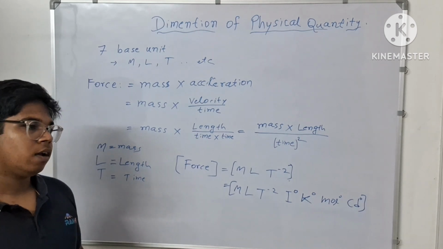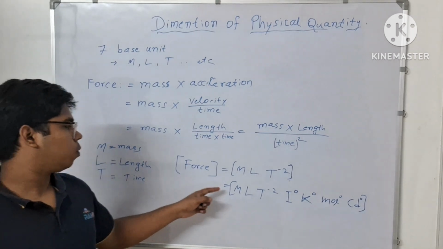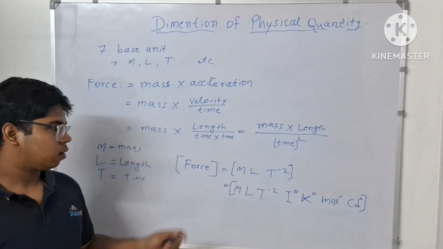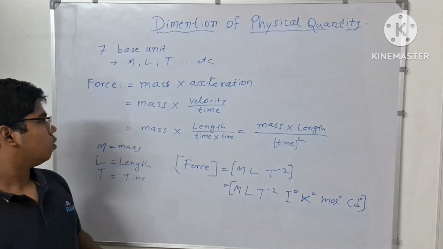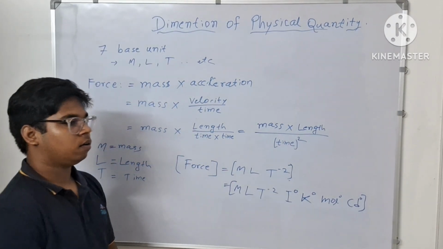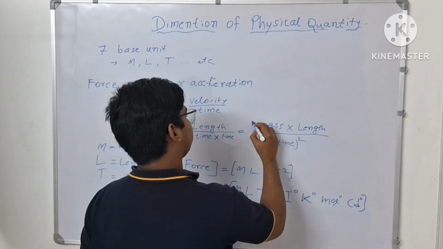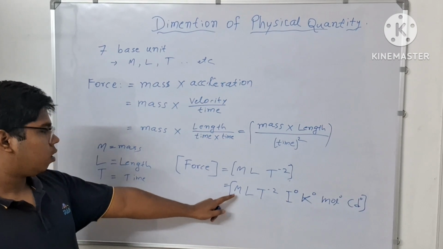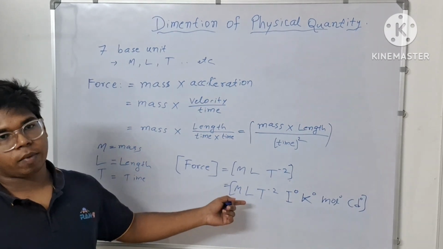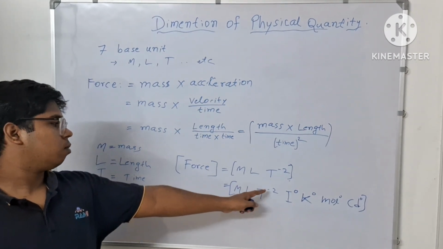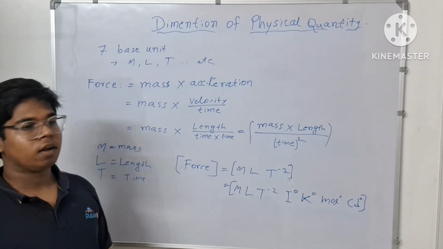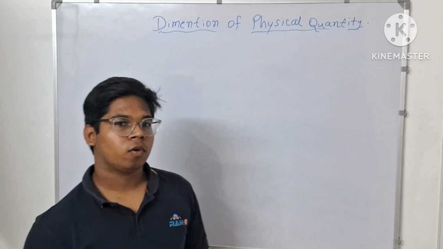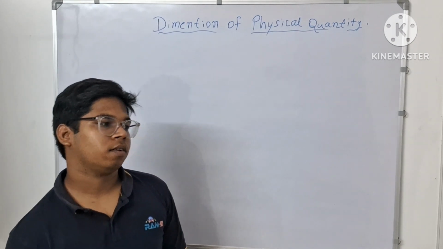So what is dimension? Dimension is nothing but the exponent of the base quantity which represents the physical quantity. So this is the unit of force, and if we write in short form using M, L, and T, the exponents of these base quantities are the dimension of force. So the next question comes: what are the uses of this dimension?